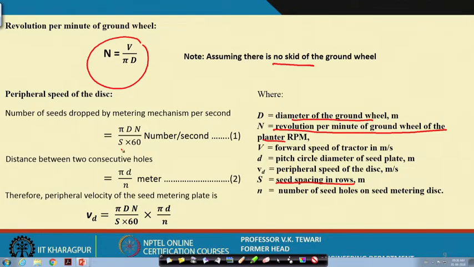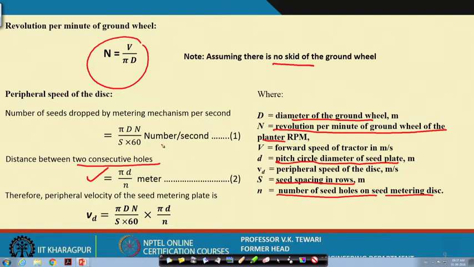Once you know the number of seeds per second, the distance between two consecutive holes on the plate is important. How do you get that? You know that pi d, where d is the pitch circle diameter of the seed plate, and n is the number of seed holes on the seed metering device. So, pi d by n will simply give you the distance between consecutive holes, as we have shown over here. Therefore, we have got two things here, the number of seeds dropped per second, and the distance.